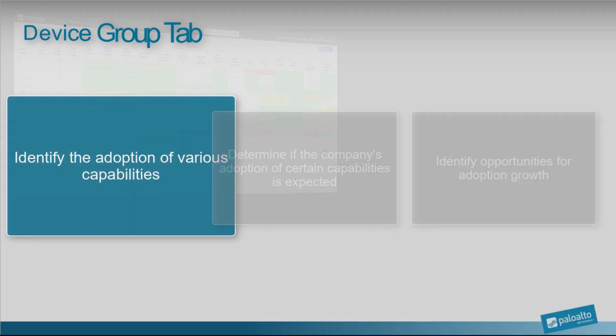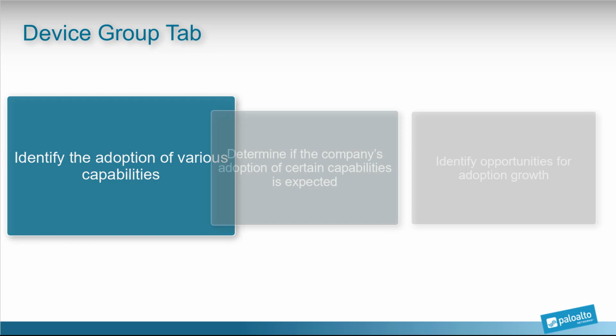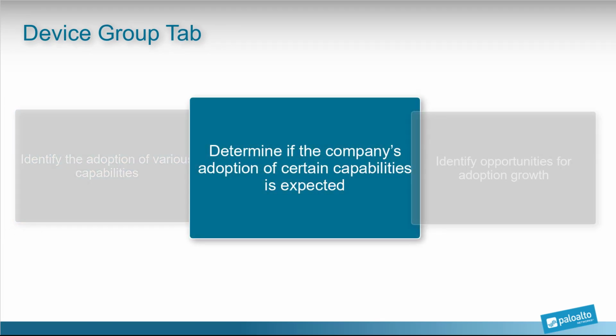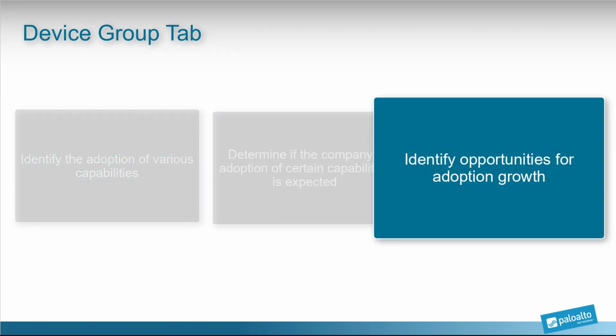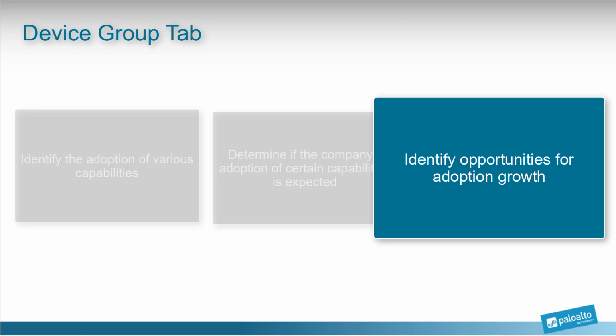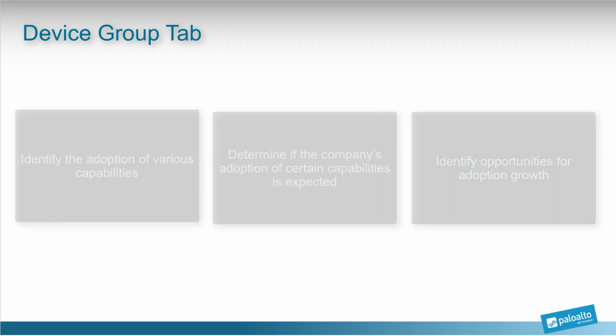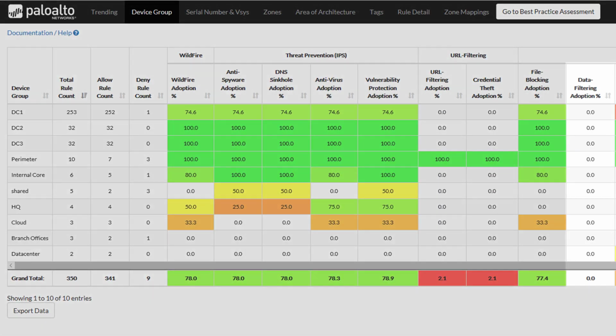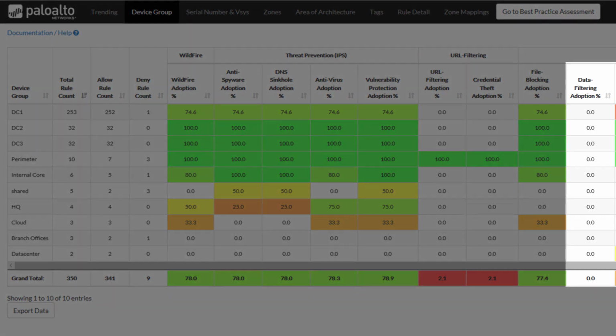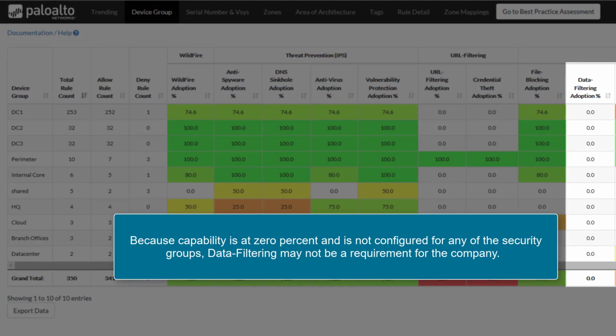You can identify the adoption of various capabilities, and you will be able to understand if the company's adoption of certain capabilities is expected or if there is room for growth. Look at the data filtering adoption column. This capability is at 0% and is not configured for any of the security groups. This probably indicates data filtering is not a requirement for the company.